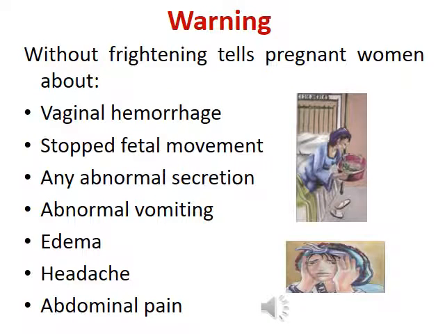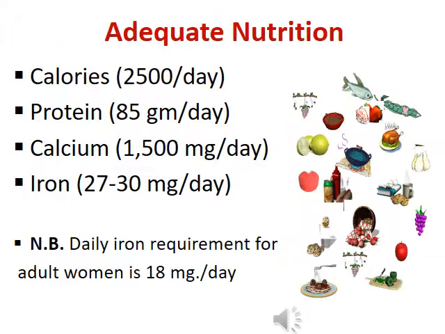Warning: without frightening, tell pregnant women about vaginal hemorrhage, stopped fetal movement, any abnormal secretion, abnormal vomiting, edema, headache, abdominal pain. Adequate nutrition. Calories 2,500 per day, protein 85 mg per day, calcium 1,500 mg per day, iron 27 to 30 mg per day. NB, daily iron requirement for adult women is 18 mg per day.